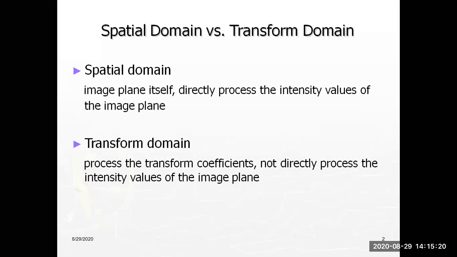So that means in the transform domain, we do not directly process the intensity values of the image plane. But in the case of the spatial domain, we can process the pixel values, the intensity of the pixel values, in the image plane itself. That is the main difference between spatial domain and transform domain. The other name for the spatial domain is time domain. The other name for the transform domain is frequency domain. So this is the basic difference between the spatial domain and transform domain.